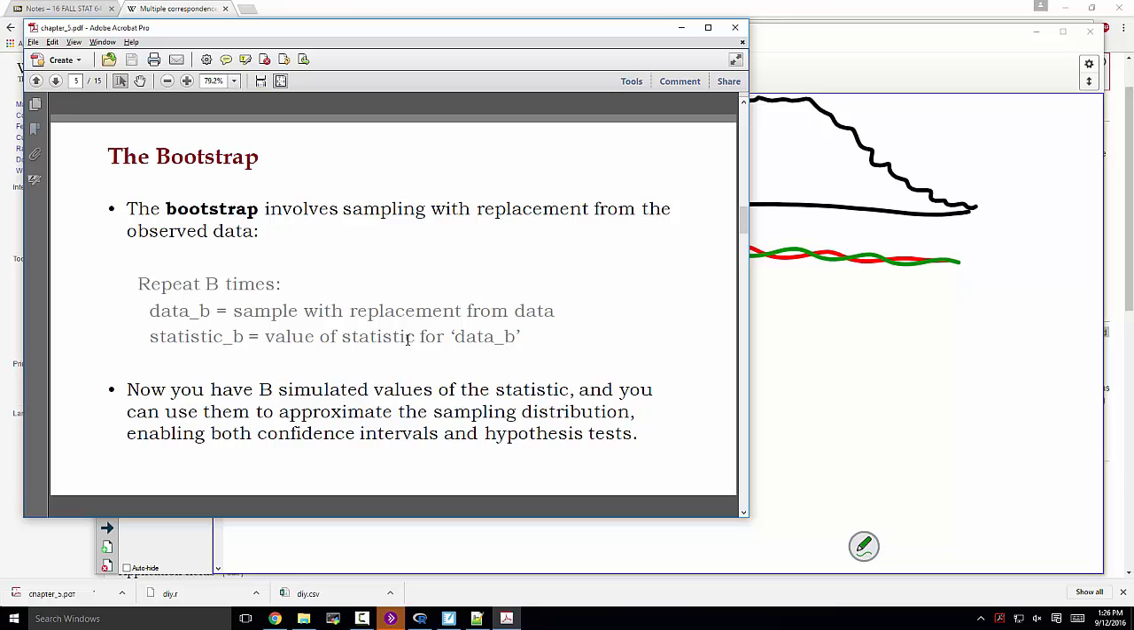If I'm trying to do inference on a population mean, then my statistic is X bar, the sample mean. Each time I sample with replacement, I record the X bar that resulted. After doing that, we have capital B simulated versions of our statistic. These, if we make a histogram, for example, would approximate the sampling distribution of X bar.